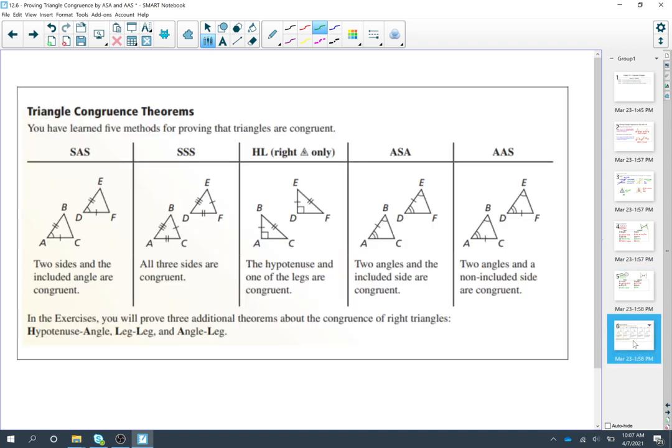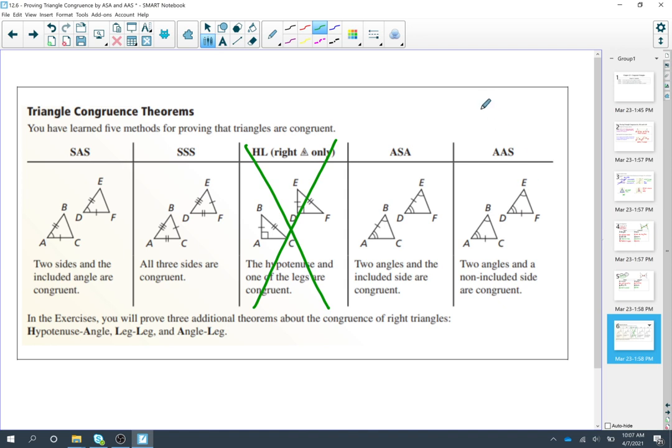Now, just to recap, these are your triangle congruence theorems. We can do side, angle, side. We can do side, side, side. Hypotenuse, leg, we have not covered. It is a theorem, but you are not responsible for it. Angle, side, angle, and angle, angle, side. Those are the theorems we can use.